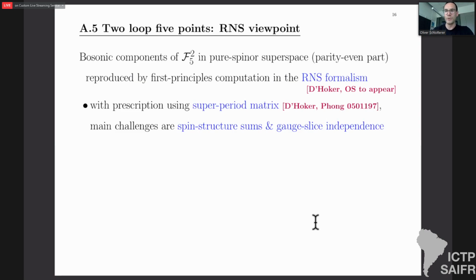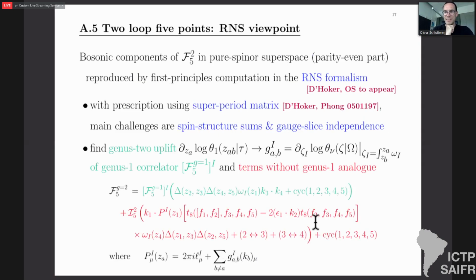Now, giving you more details of the calculation, maybe we leave this mostly for the private discussion. We have been using the same kind of formalism that Eric and Phong used in 2005 to compute the 4-point function. And of course, it's a bit more work to do. At 5 points, there are more sums over the spin structures, and more work to be manifestly independent of the gauge slice, namely the locations of some supercurrent insertions.